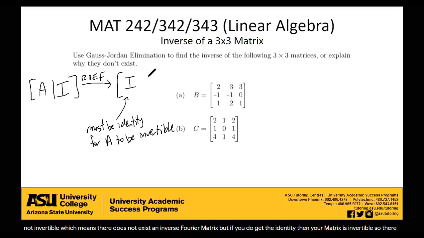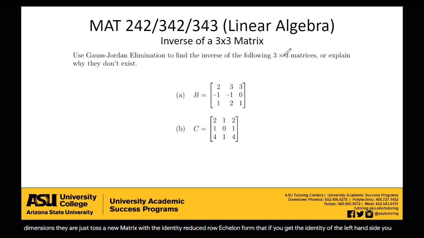So you should get the identity on the left-hand side, and on the right-hand side, you'll actually get your inverse matrix. Okay, so this is the general procedure, and it works for all square matrices, no matter how many dimensions they are. Just toss it into a matrix with the identity, reduce row echelon form that. If you get the identity on the left-hand side, you know your matrix is invertible, and in particular, the inverse is whatever's on the right-hand side. So let's see that in action right here.